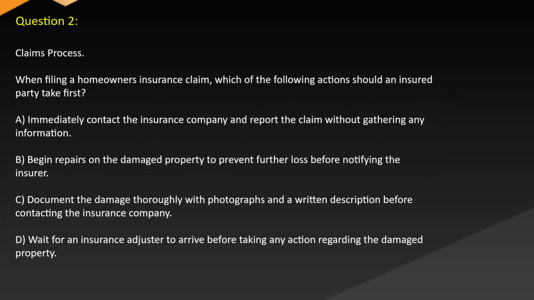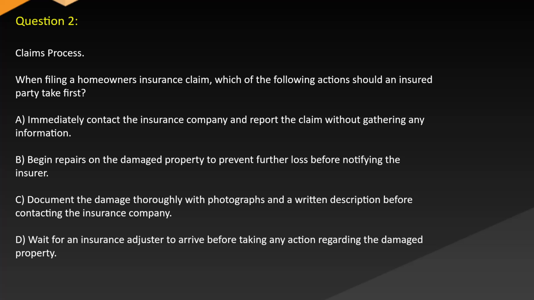Question 2. Claims process. When filing a homeowner's insurance claim, which of the following actions should an insured party take first? A. Immediately contact the insurance company and report the claim without gathering any information. B. Begin repairs on the damaged property to prevent further loss before notifying the insurer. C. Document the damage thoroughly with photographs and a written description before contacting the insurance company.